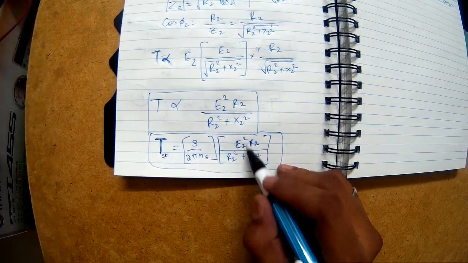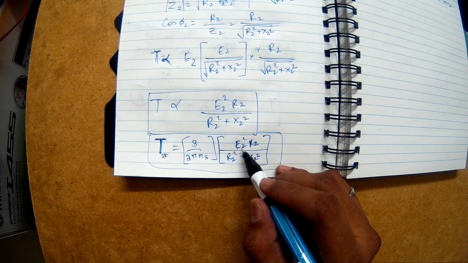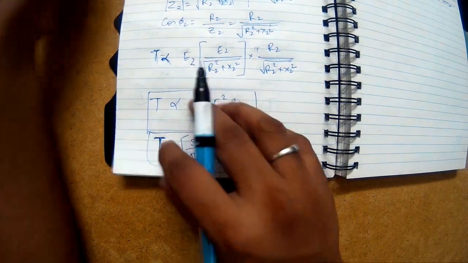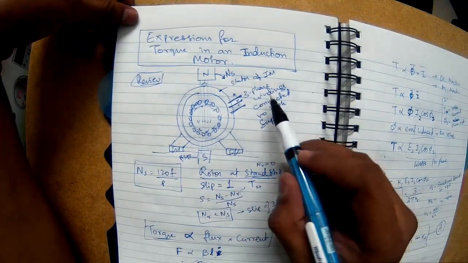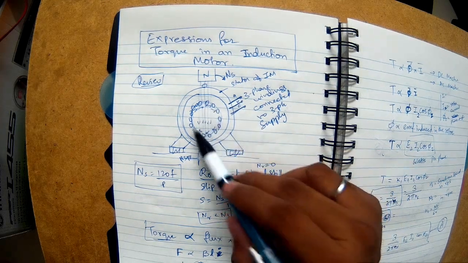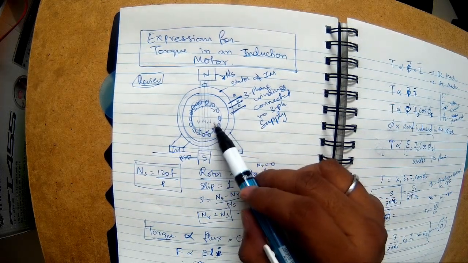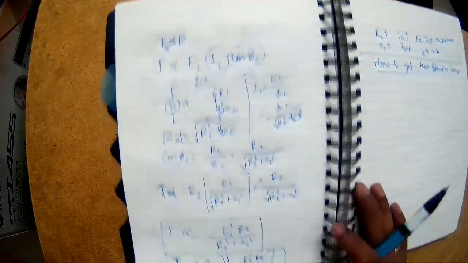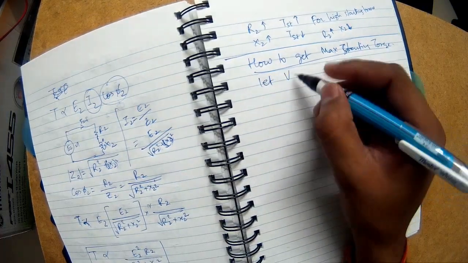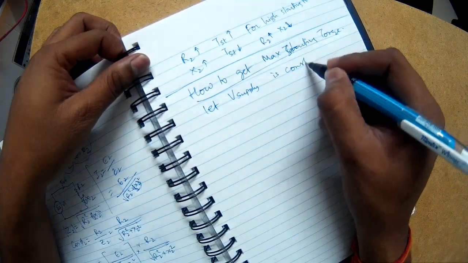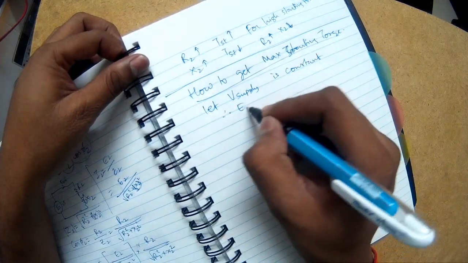So what is E2? E2 is the EMF induced. How do you control EMF induced? By changing the supply voltage itself. So if I go back, this three-phase supply voltage, if I increase or decrease, I can control how much EMF is induced in the rotor bars. But for this discussion, let's assume that V supply is constant, therefore E2 is constant.